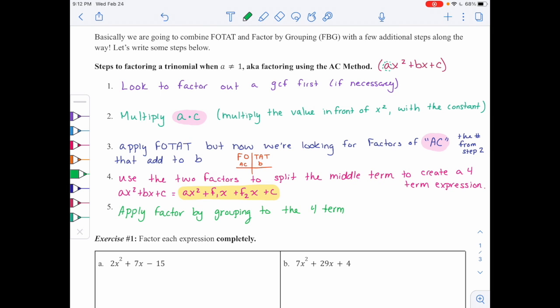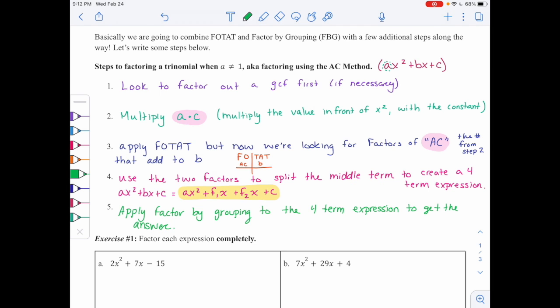So it's just steps 2 through 4 that are new, but they're not even that new. We're just putting all our pieces together. So we're going to apply factor by grouping to the 4-term expression to get our answer. So this type of factoring does require the most work, but the more practice you do, the better you get at it. And that was the whole point of teaching FOTAT and factor by grouping first, so that when we got here, it was like, oh, I already have these skills. This is not brand new. I can do this. And you can.